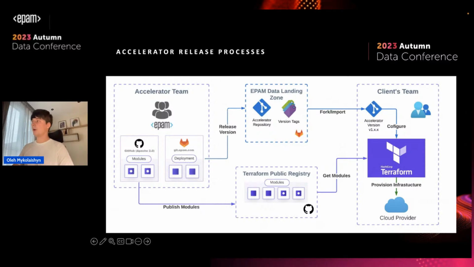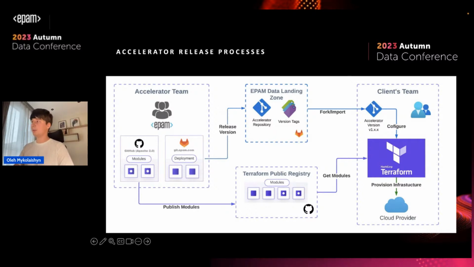So after the review of covered services and accelerator networking, I want to discuss the accelerator release process. The EPAM data landing zone consists of two parts. Both are developed by our team. These parts are Terraform modules and Terraform deployments. Terraform deployments are owned by EPAM, and they are hosted in an internal GitLab repository. Meanwhile, Terraform modules are completely open source and could be accessed by anyone in the public Terraform registry.